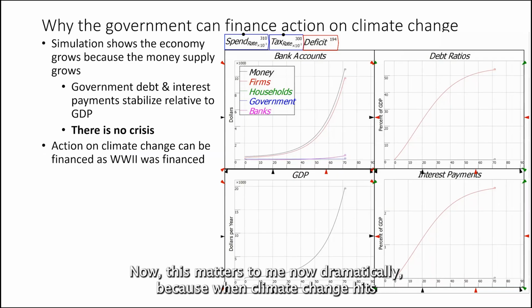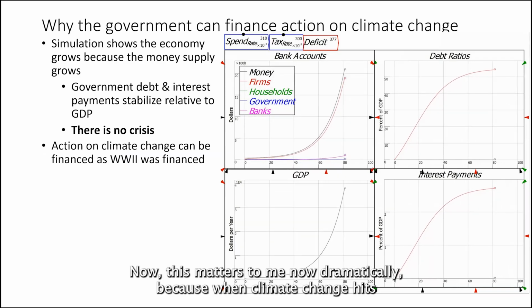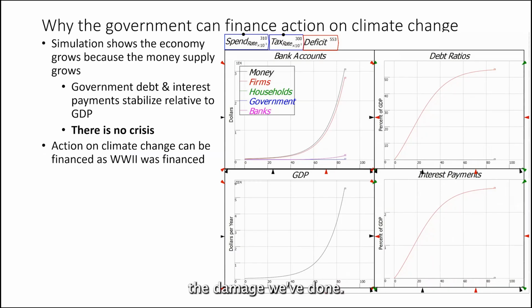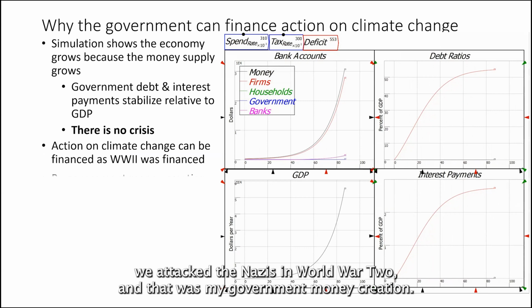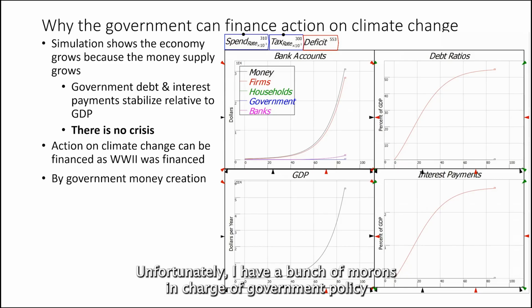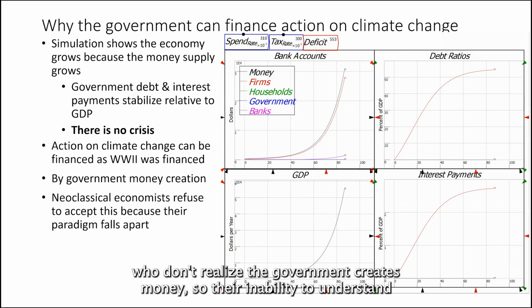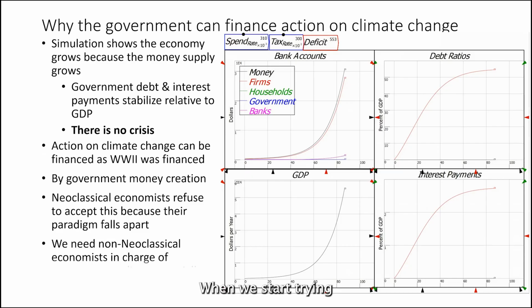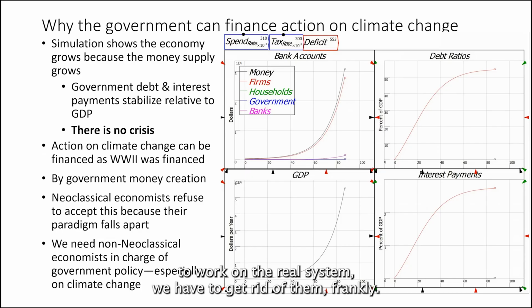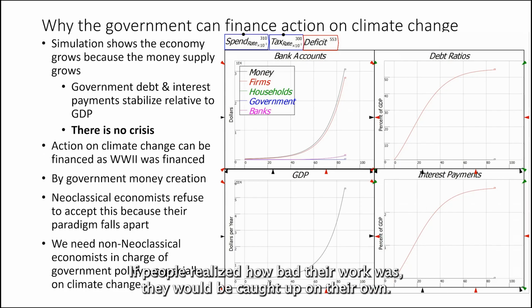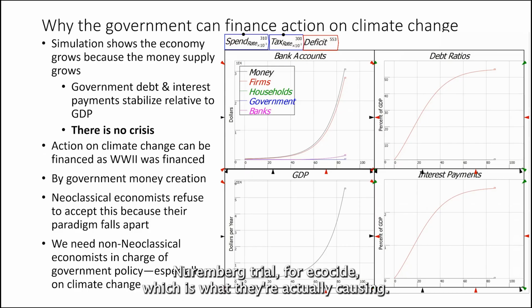Now, this matters to me dramatically because when climate change hits, and I don't say if anymore, it's when, we will need to attack the damage we've done in the same way we attacked the Nazis in World War II, and that was by government money creation. Unfortunately, we have a bunch of morons in charge of government policy who don't realise the government creates money, so their inability to understand what happens in the current system means they're going to hamper us when we start trying to work on the real system. We have to get rid of them, frankly. And I'm trying, if people realised how bad their work was, they would be caught up in their own Nuremberg trial for ecocide, which is what they're actually causing.